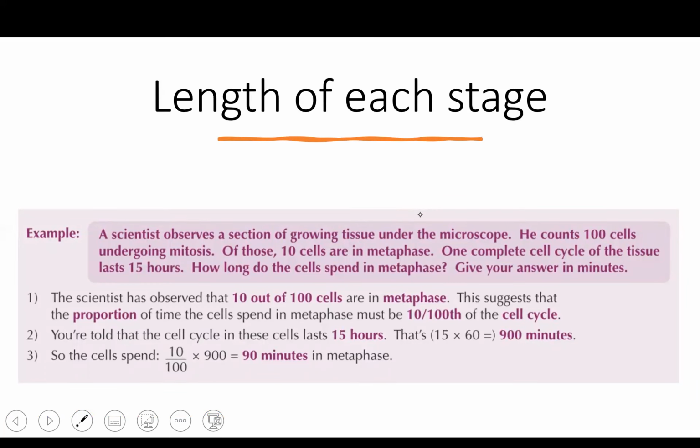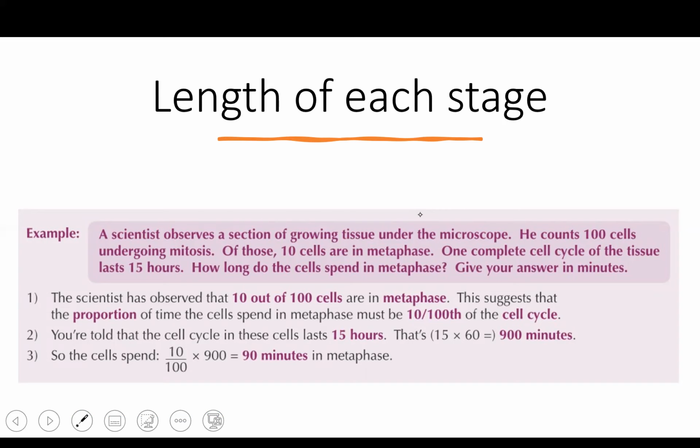Now, each stage of mitosis can take varying different amounts of time. And we can calculate this. So I've just put this example on to talk it through with you because you could get asked this in the exam, and we're just going to look at this now. Each stage of the cycle varies.